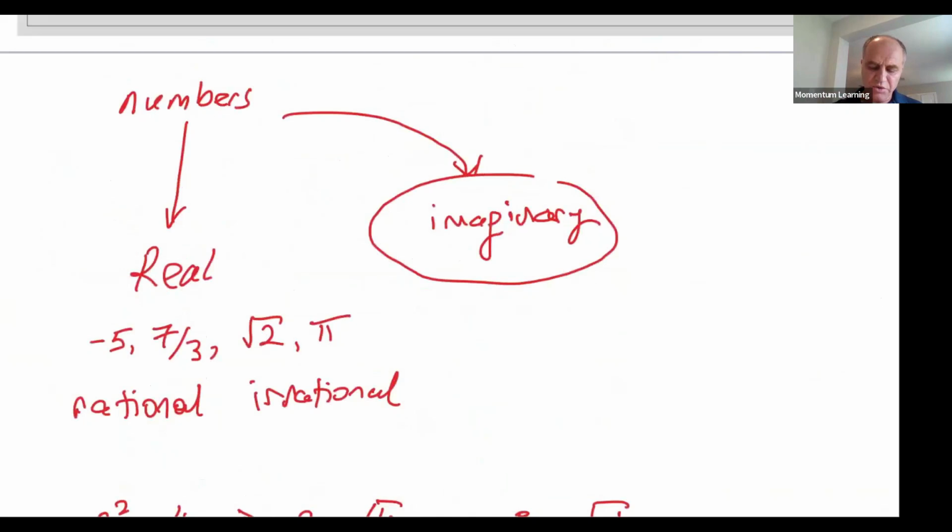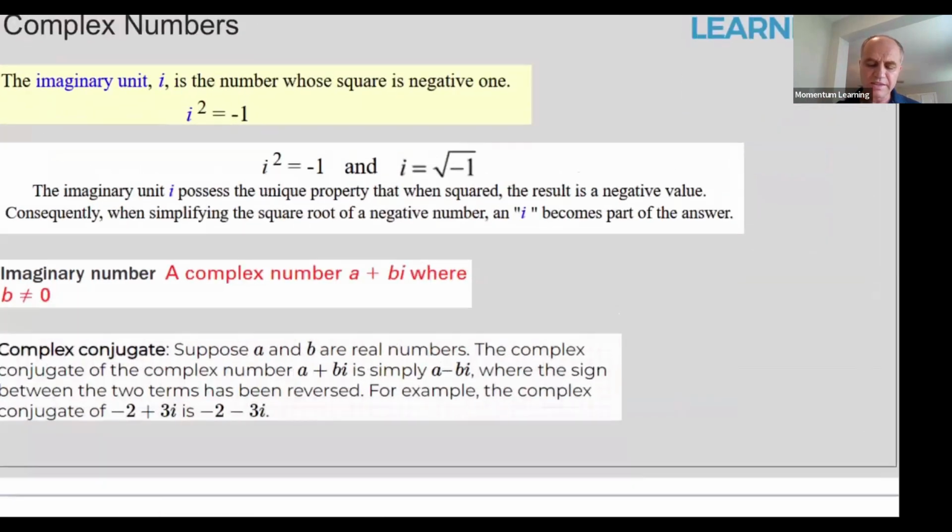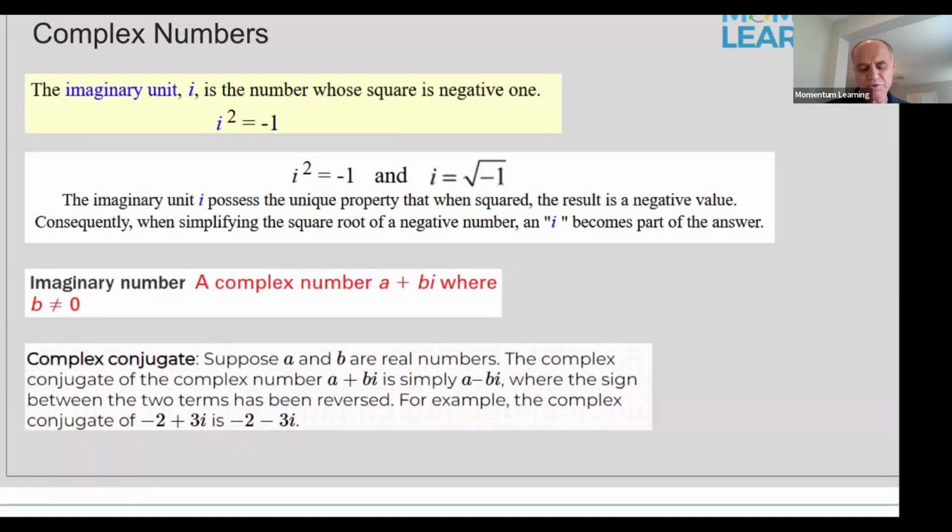If we go to our first slide, here we can see what the imaginary unit is. The imaginary unit I is the number whose square is negative 1, or I is equal to the square root of negative 1. I is called the imaginary unit. And what is A plus BI? This is our complex number. Why? Because that part is called the imaginary part, and the other part is the real part, the real numbers. Together, it gives us a complex number.